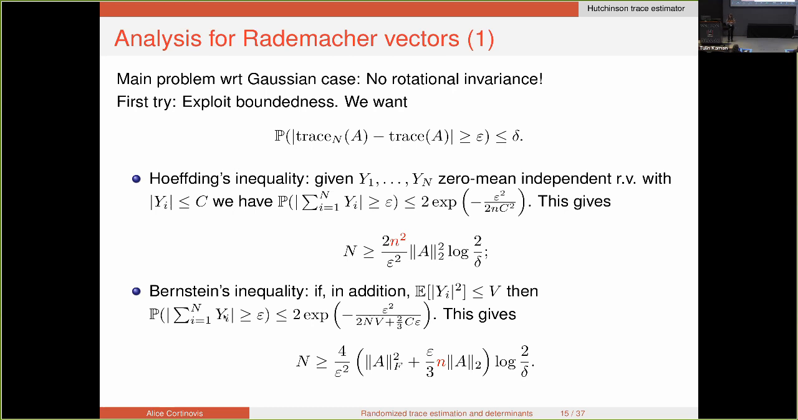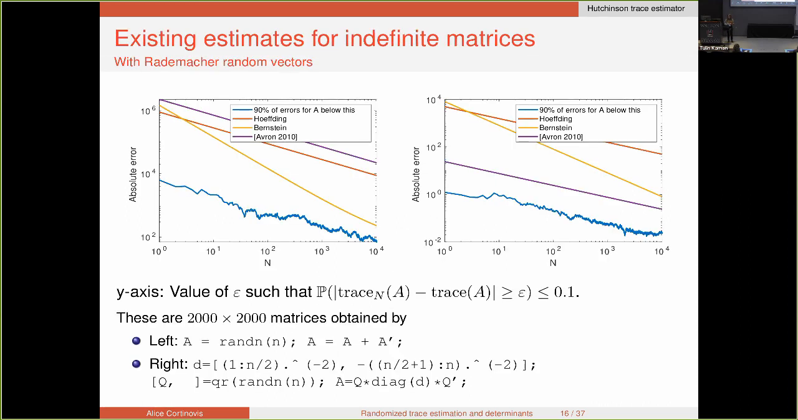So what you get with these results is these two lines here. This is what you get with Hoeffding, and this is what you get with Bernstein. And unfortunately, in both cases, you get an explicit dependence on the size of the matrix. So this is something we want to avoid. I've been presenting a couple of estimates, so I just wanted to show you a plot.